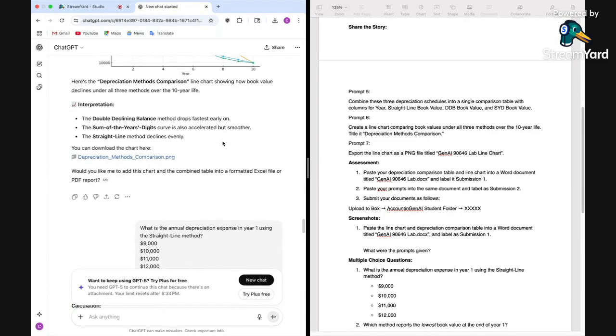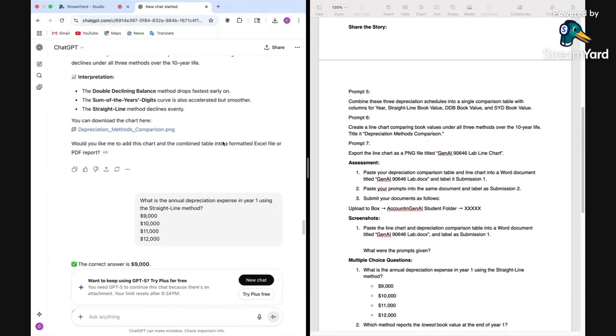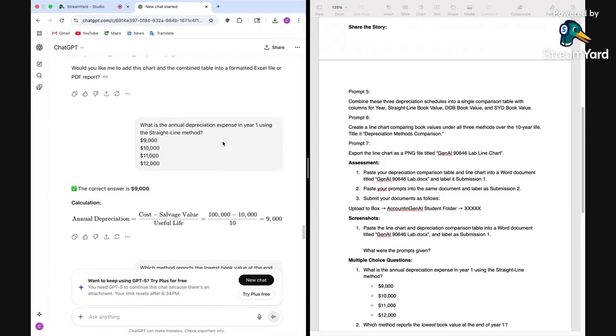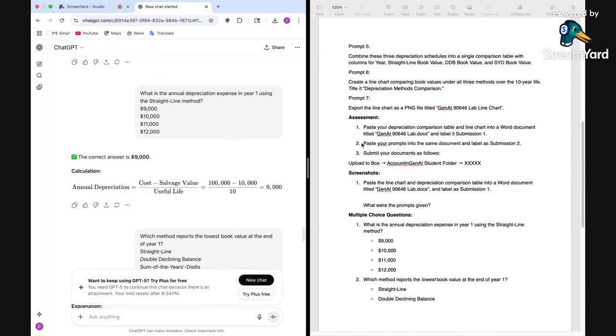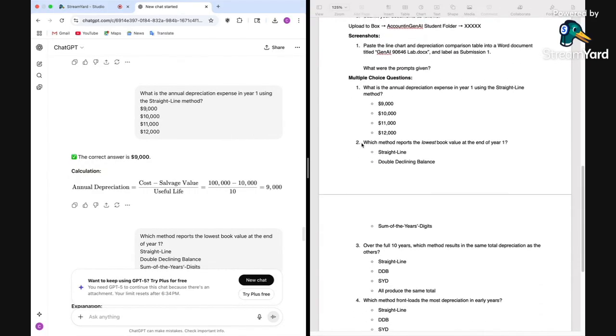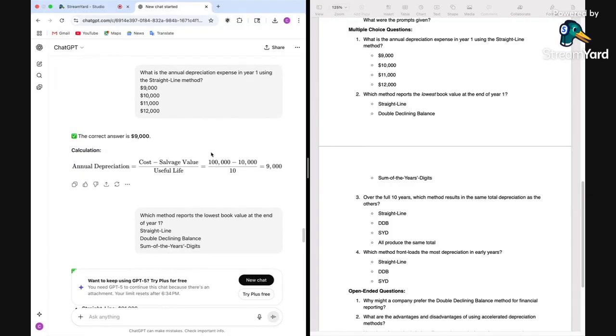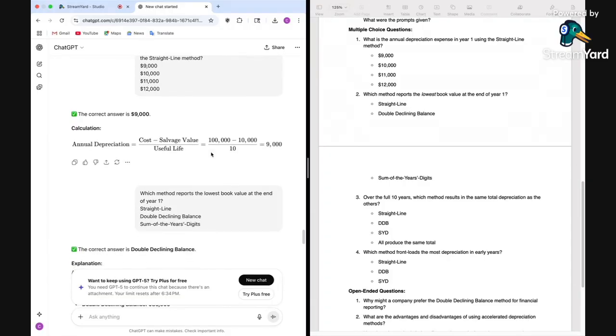So now we're going to go on to multiple choice. For the first question, what is the annual depreciation expense in year 1 using straight line method? The answer is 9,000, and I also like that it gives you the formula in case you have any confusion with accounting or you didn't know the formula for annual depreciation. I believe that ChatGPT is great on explanations. Sometimes it overanalyzes, but other than that, this answer is pretty straightforward.